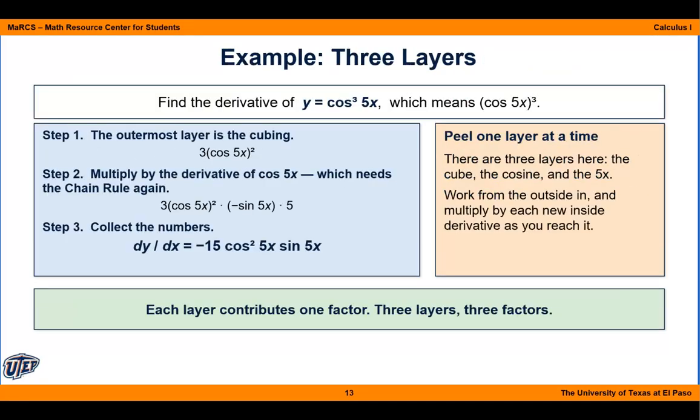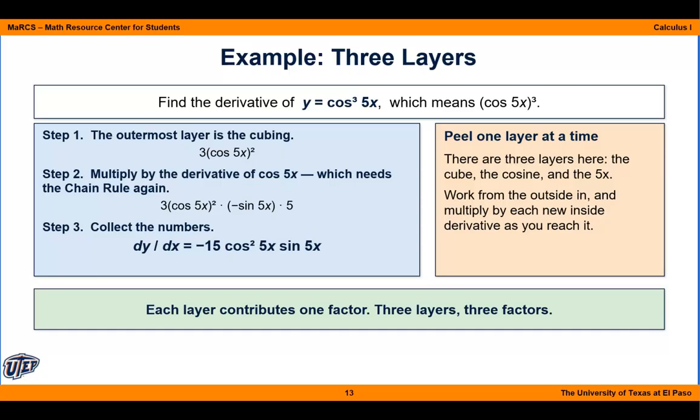Now consider a function with 3 layers. Y equals cosine cubed of 5x, and this is the same thing as cosine 5x cubed. The outermost layer is the cube. Differentiating it gives us 3 cosine 5x squared while leaving cosine 5x unchanged. Next, differentiate cosine 5x. The cosine contributes negative sine 5x, and the inside 5x contributes 5.